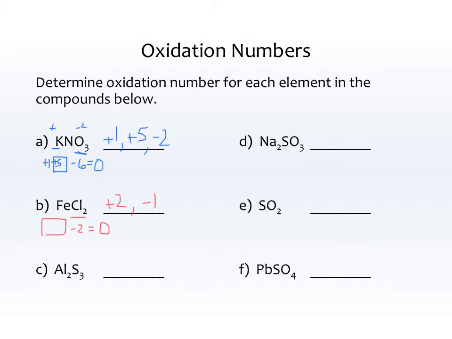For Al2S3, aluminum does not have varying oxidation numbers. Aluminum will always be +3. And there are 2 of them, so that's a total of +6. The entire thing is going to be equal to 0, so what does sulfur have to be in order for it all to be equal to 0? Well, it's going to have to be -6. But there's 3 of these sulfurs, so each sulfur is not -6. Each sulfur's got to be -2.